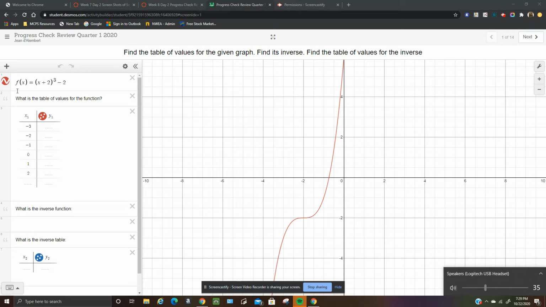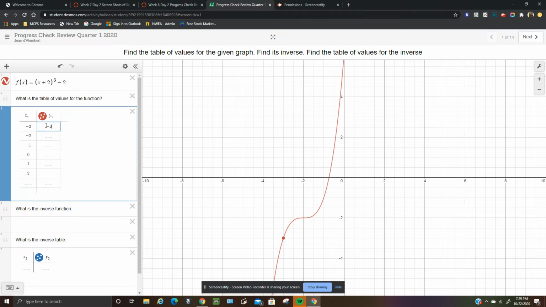So here on slide 1, you want to plug in these numbers. So if I plug a -3 in here for x, -3 plus 2 is -1, cubed is -1, minus 2 is a -3. And then if I plug a -2, -2 plus 2 is 0, cubed is 0, minus 2 is -2. And then if I plug a -1 in, -1 plus 2 is 1, 1 cubed minus 2 is -1.